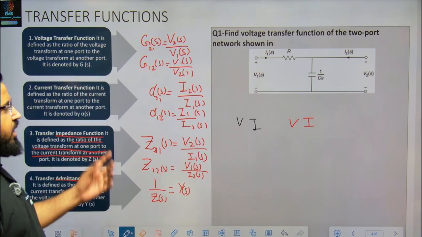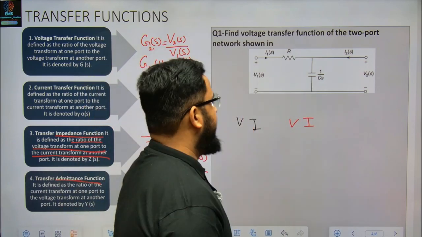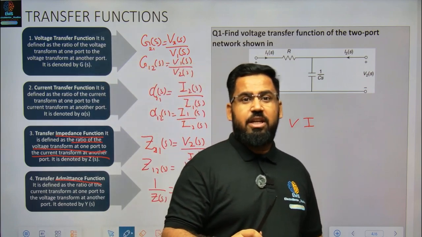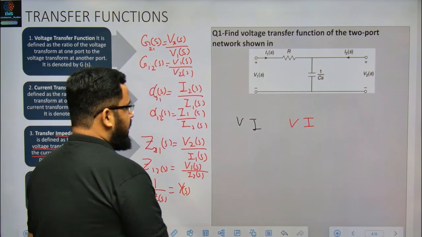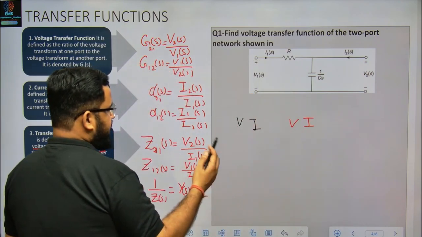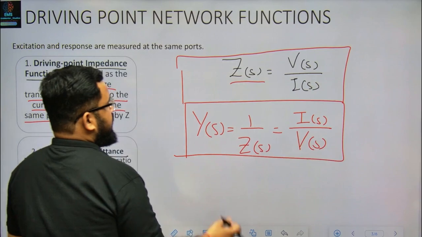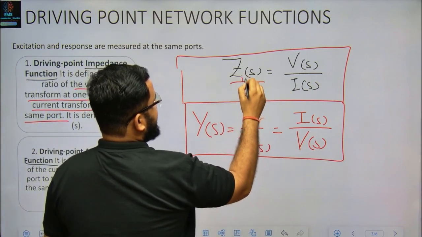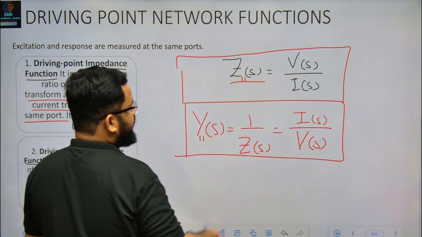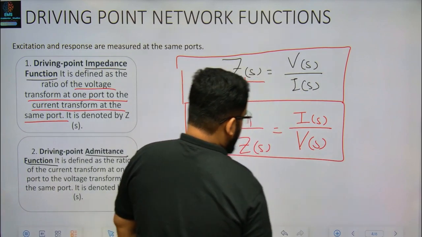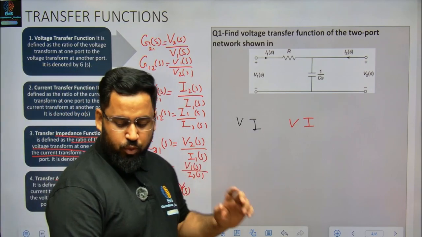Now, can we have the driving point function in a two-port network as well? Yes, we can. Generally driving point functions are associated with one port, but they do exist in a two-port network as well. Here, voltage and current at the same port give Z11 and Y11. In a two-port network, we also calculate Z21 and Z12. So these are the network functions.